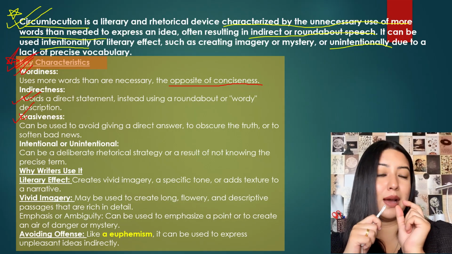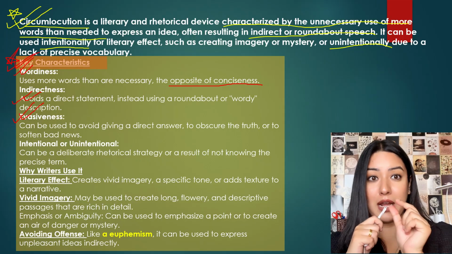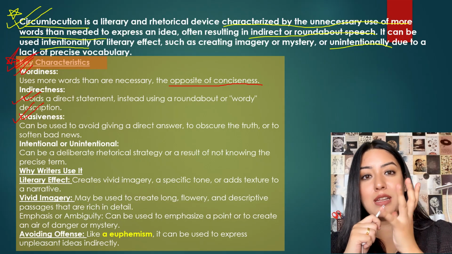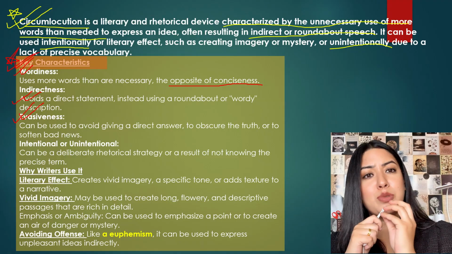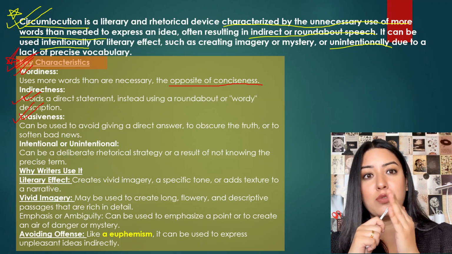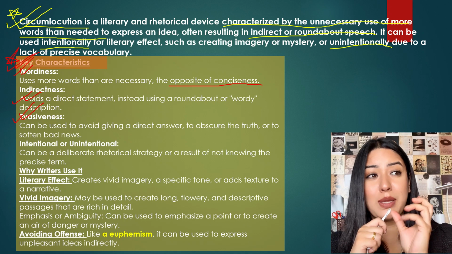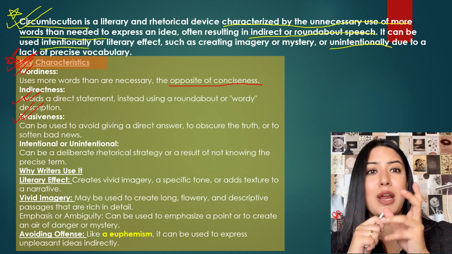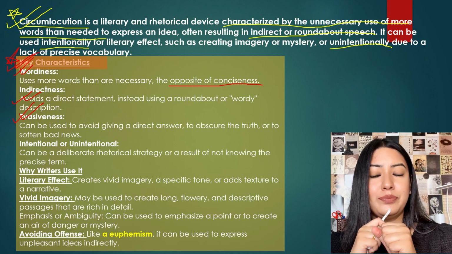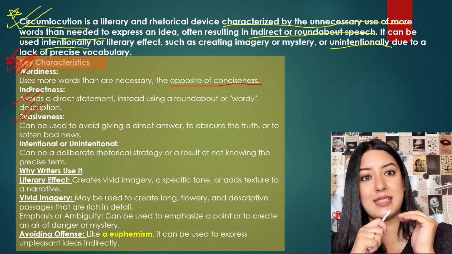This is where we come close to euphemism. This part is about avoiding a direct answer, obscuring the truth, where you don't want to just be truthful and blunt, or to soften bad news, something that can be taken really tragically by someone. You just don't say anything.